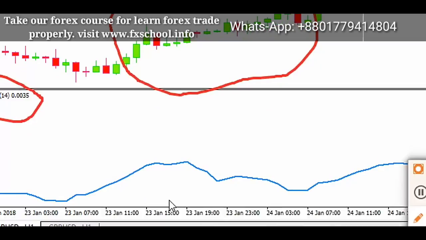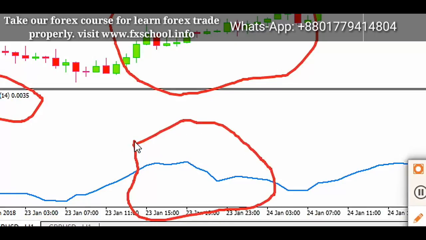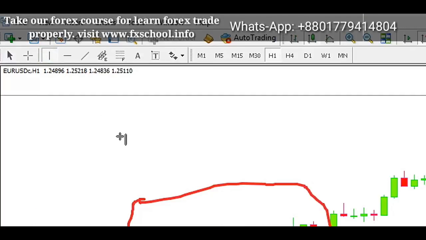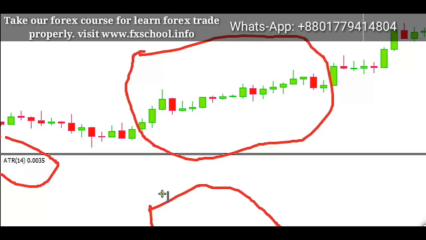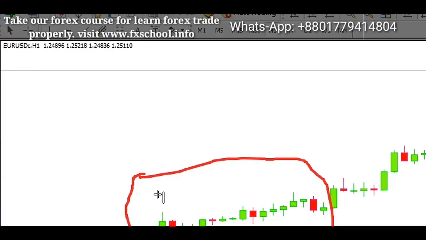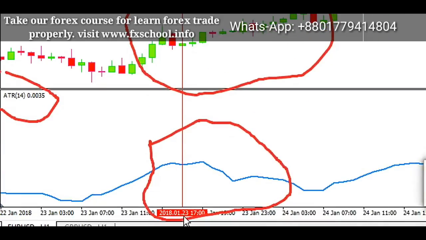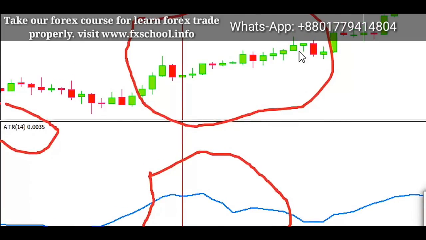At that moment you can see that ATR is also in down mode. This ATR is going down. If you take a line there, you can see that from there ATR is going down, and the market is also in ranging mode.